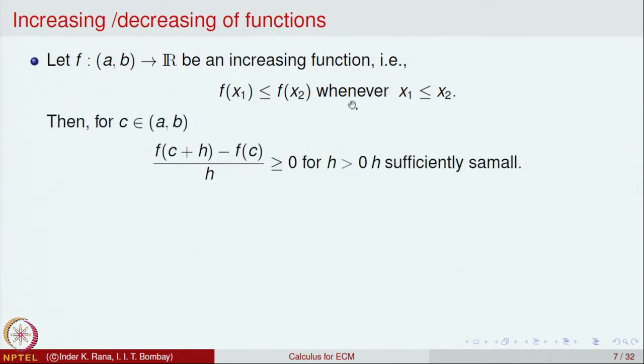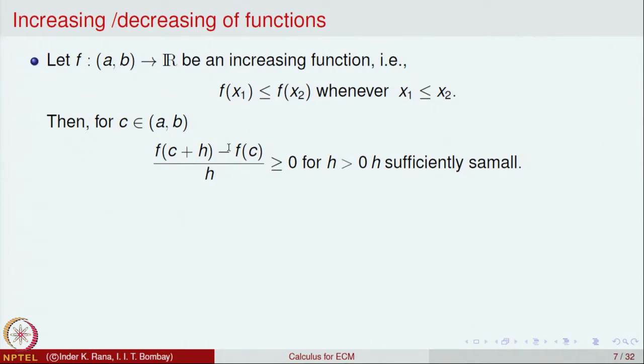So, that is an increasing function. Let us assume our function is an increasing function. Then what is the ratio of the change for any point c, f of c plus h minus f of c divided by h? Because the function is increasing, if h is positive, then c plus h will be on the right side of c. So, f of c plus h will be bigger than f of c, and h is positive. So, this ratio will always be a positive quantity.